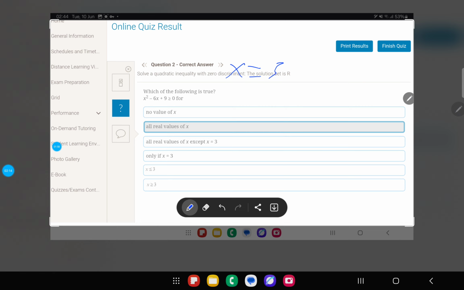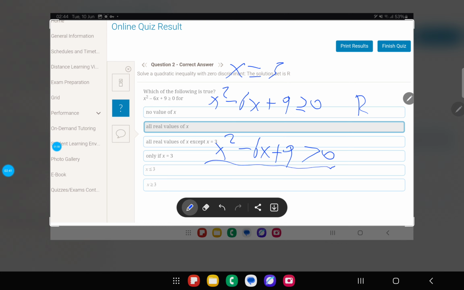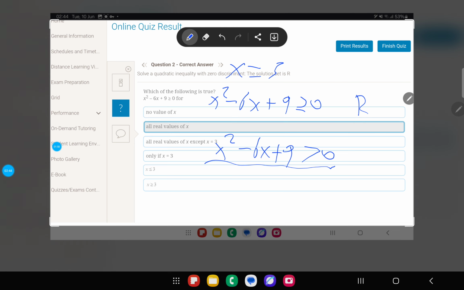Right? Now, what we're gonna do here, it said x squared minus 6x plus 9 greater than or equal to 0. Okay? Now I'm gonna compare with something else. Let's say it was x squared minus 6x plus 9, same equation, greater than 0. Now what's the difference here? Greater than or equal to will be all real values. Solution set is R. But for the second one, if it's only greater than, no equal, it would be all real values except 3.